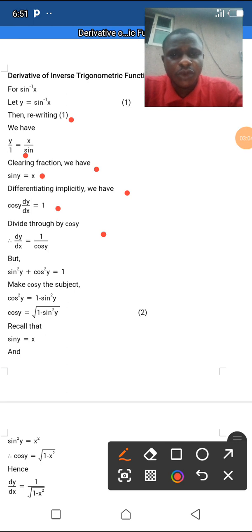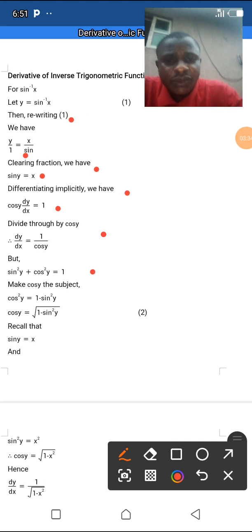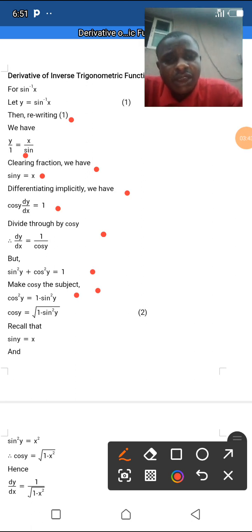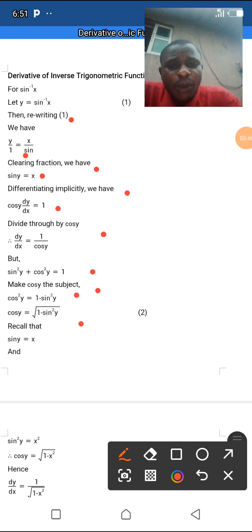At this point, you divide through by cos y to let dy over dx be alone. If you do that, you have dy over dx equals 1 over cos y. But in trigonometric identity, we have that sine square y plus cos square y equals 1. Making cos y the subject of formula, cos square y will give us 1 minus sine square y, and therefore cos y will give us square root of 1 minus sine square y.